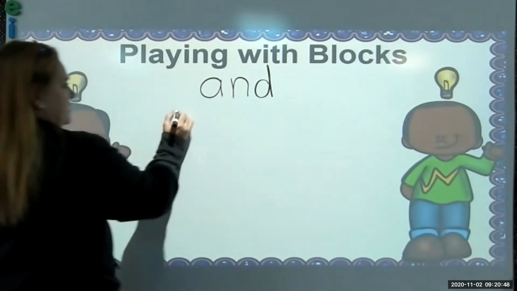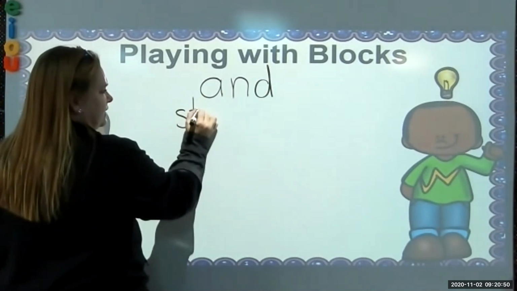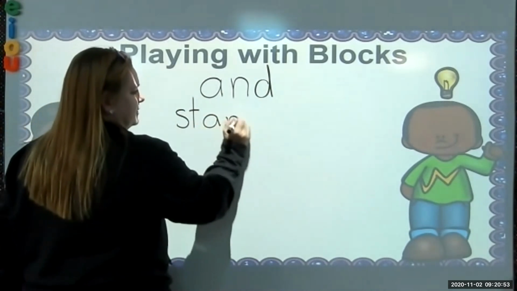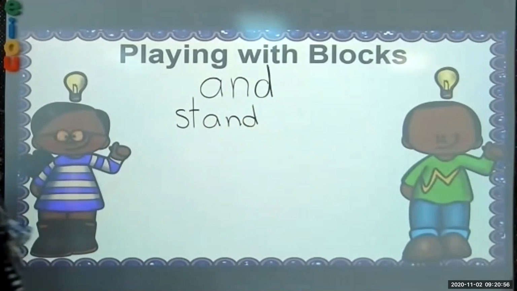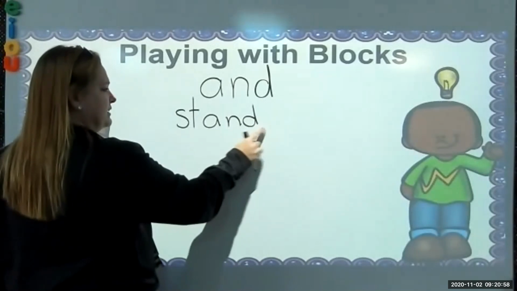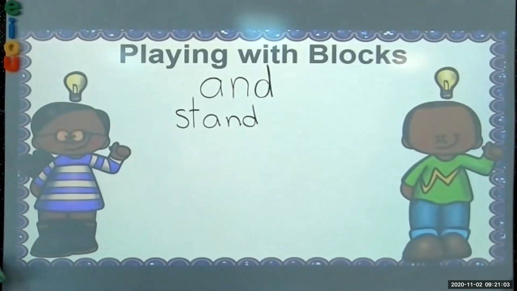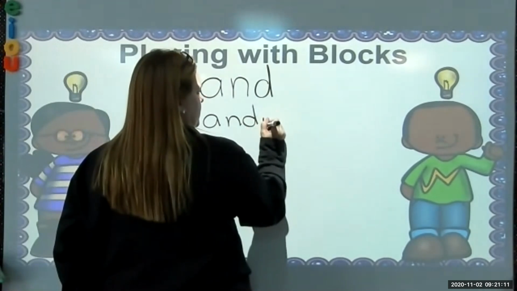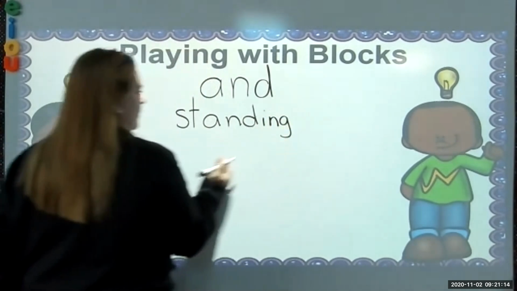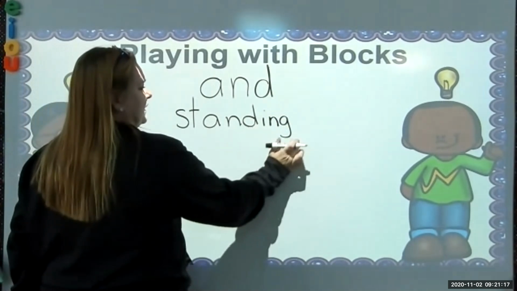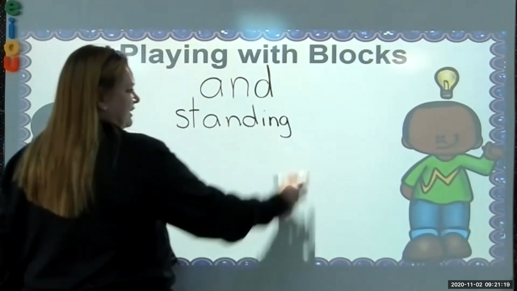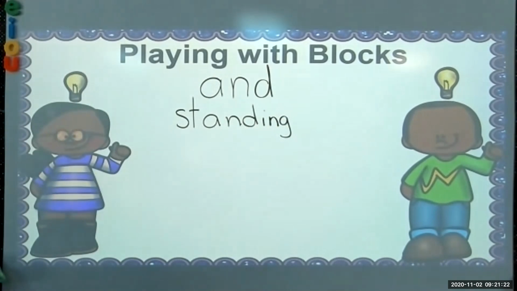Now I want to add st to the beginning. St. Now what do I have? I have st and, stand. Stand is the new word. Good. So now I want to add the suffix ing to this word also. So now I have stand, ing. Standing. So my new word is standing. Very good.